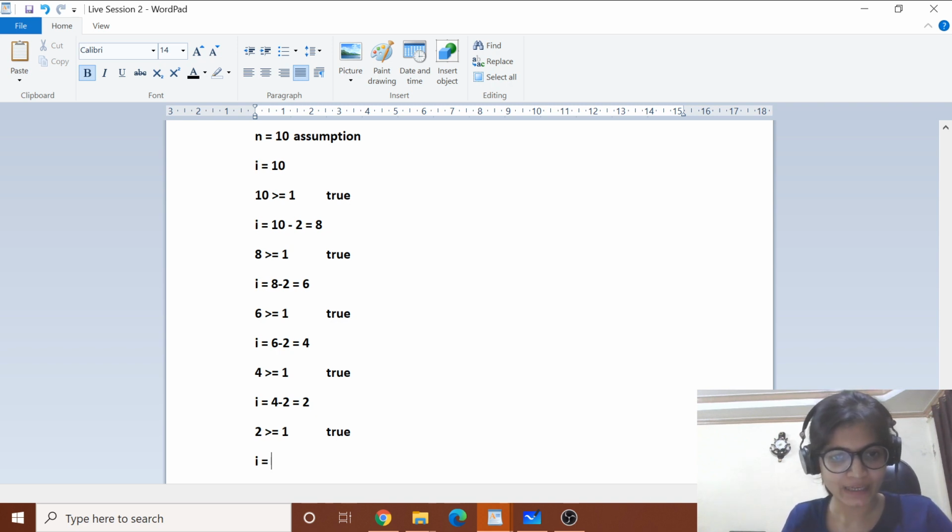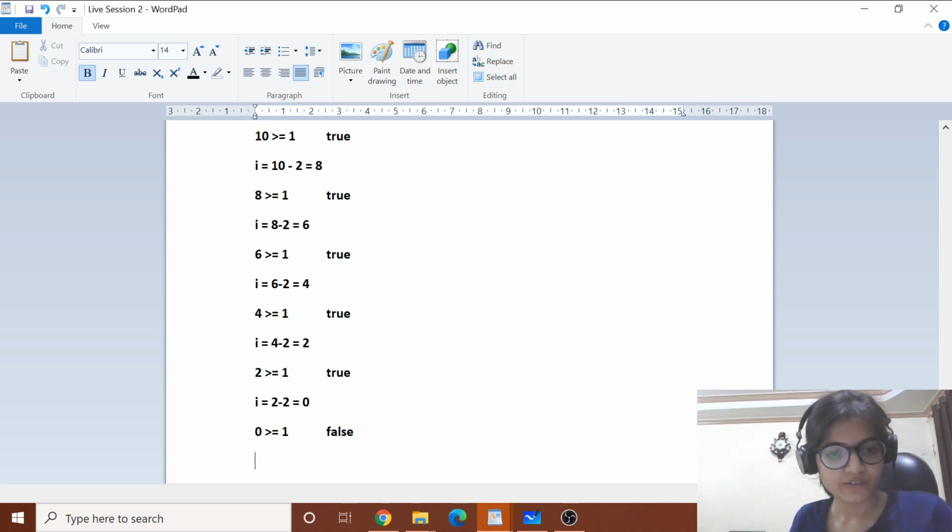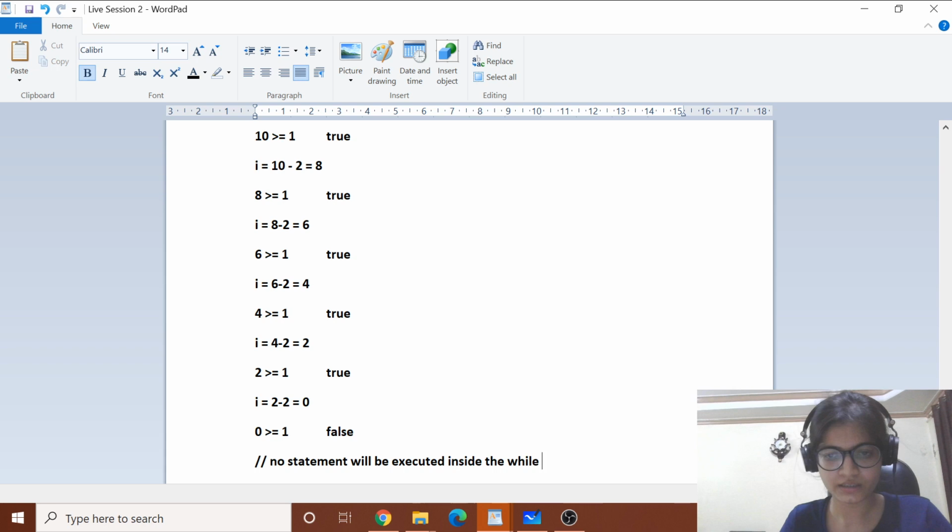After that the value of i is equal to... now again what is the value of i? 2. 2 minus 2 is equal to 0. Cool. Now the value of 0 is greater than equal to 1? Now the condition came out to be false. When the condition came out to be false, then it will not go inside the while loop. That is what we have studied. So now no statement will be executed inside the while loop.